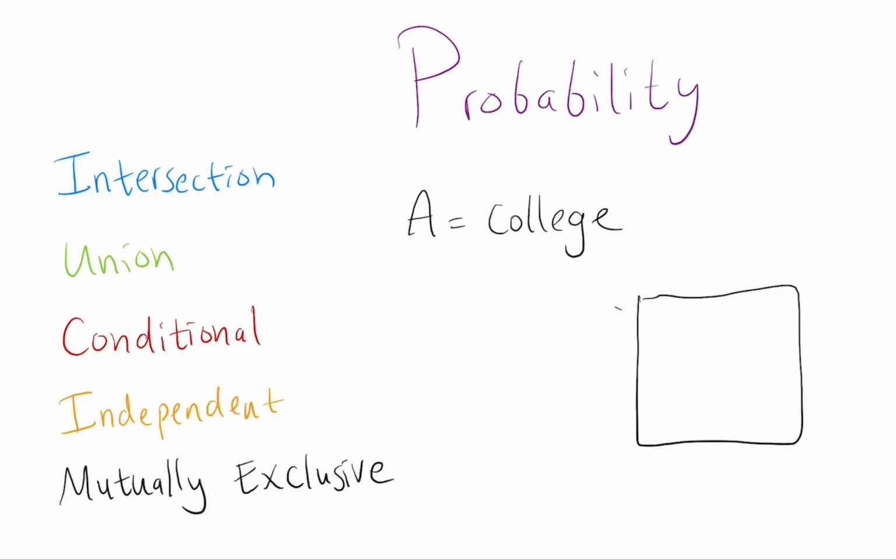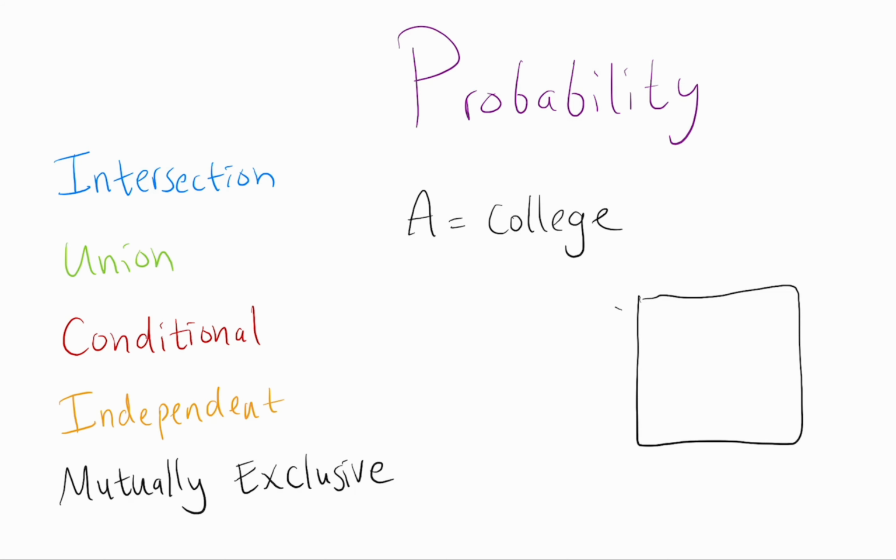So let's say there's a totally different event, which is you find a randomly selected person, and that person voted in the most recent election. So the probability of that happening, let's say, is 0.6. So if event B is having voted and the probability of it, P of B, is 0.6, that means that the area of event B is 0.6.